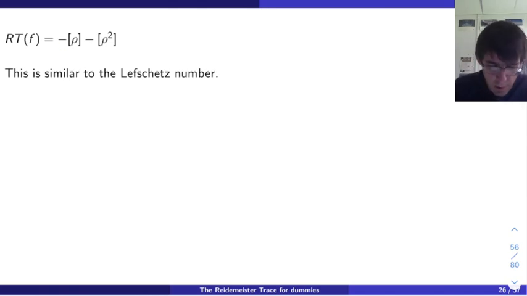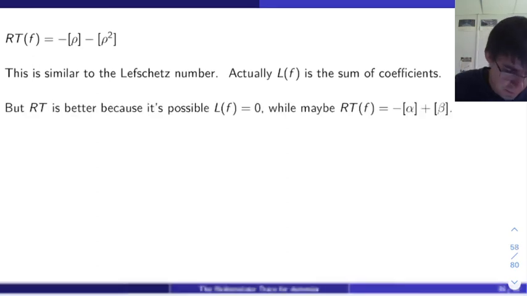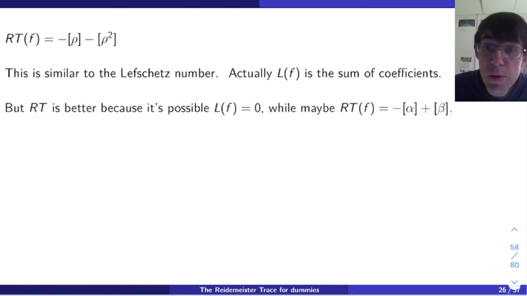So the Lefschetz number is always equal to the sum of the coefficients in the Reidemeister trace. So the Reidemeister trace is a generalization of the Lefschetz number. In fact, at certain times throughout the 20th century, people referred to this as the generalized Lefschetz number, and then somehow they changed the name of it. I don't know. But the Reidemeister trace is actually better.